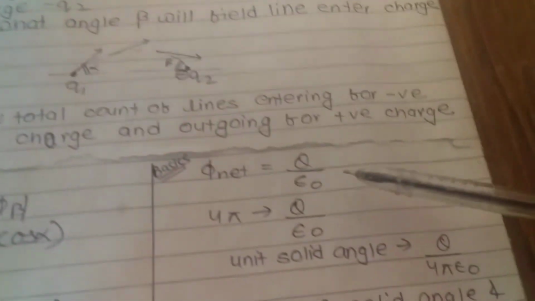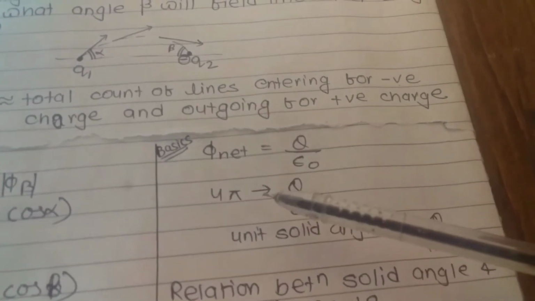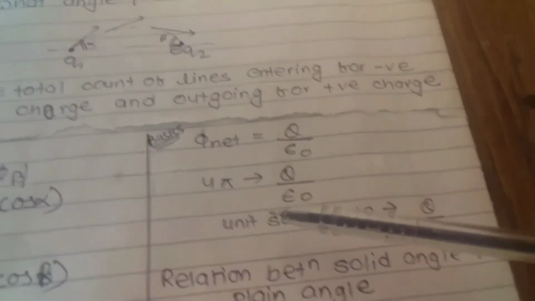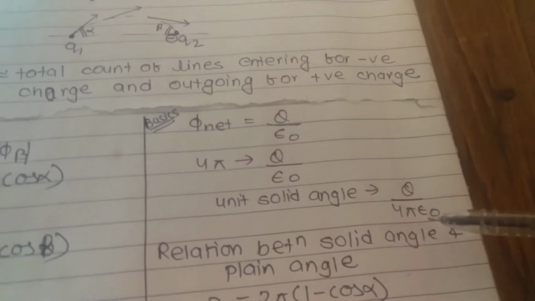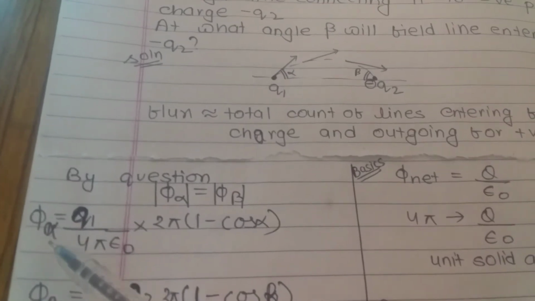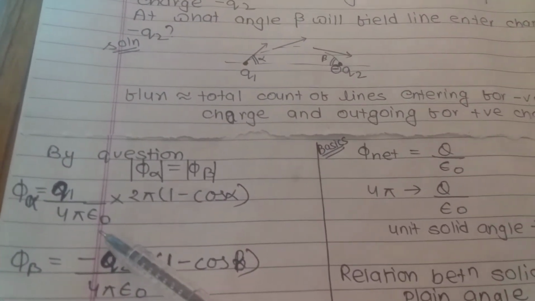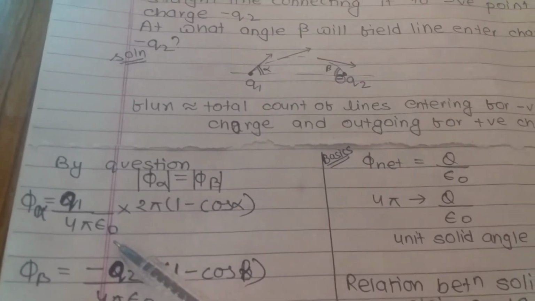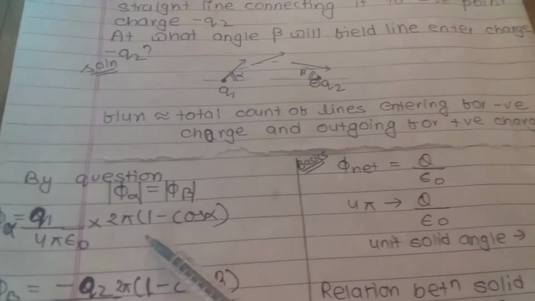I know that flux net equals Q upon epsilon naught, and it is spread over the three-dimensional space of 4 pi. So unit solid angle will emit a flux of Q upon 4 pi epsilon naught. That means the flux exiting from Q1 at an angle alpha can be written as Q1 divided by 4 pi epsilon naught, that is the flux emitted per unit solid angle, times the solid angle, that is 2 pi (1 minus cos alpha).